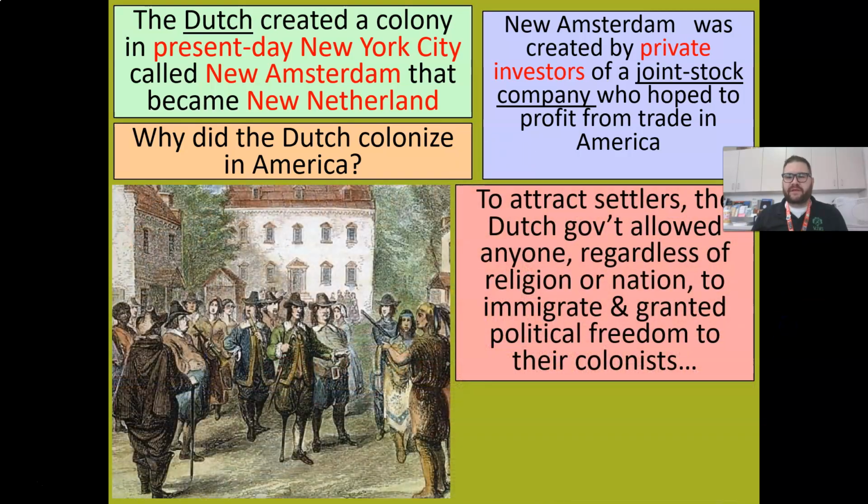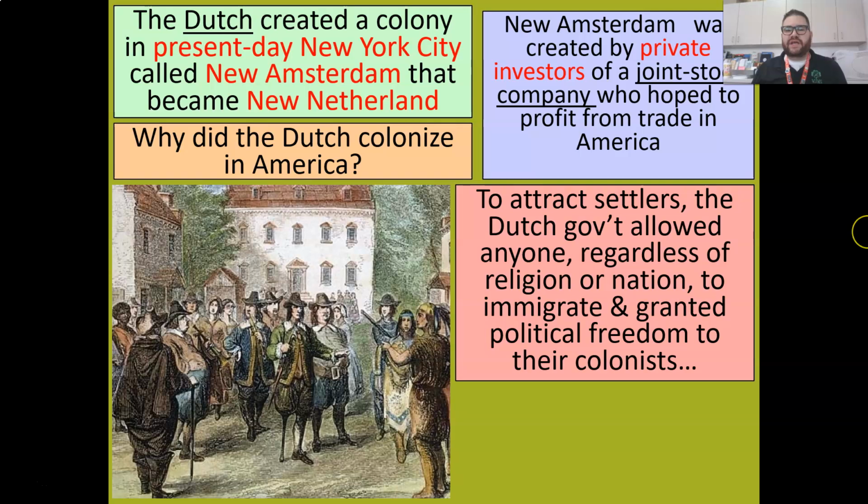So we see, to attract settlers, the Dutch government would allow anybody to settle within the Dutch colonies. Doesn't matter what nation you are from, you are allowed to live in the Dutch colonies. Now, this is very different because we will see, especially within some of the British colonies, you had to be British citizens. We see within France, you had to be a member of the Catholic Church to live within the French colonies. So the Dutch government allowed anyone, regardless of their religion or what nation they were from, to immigrate or to come in, and granted complete political freedom to their colonists.